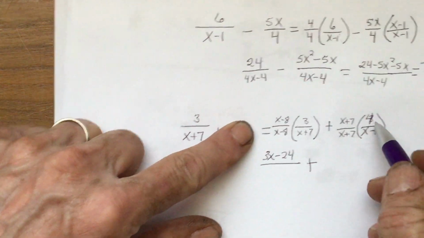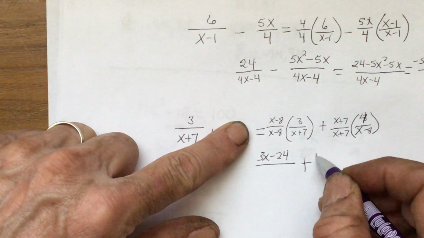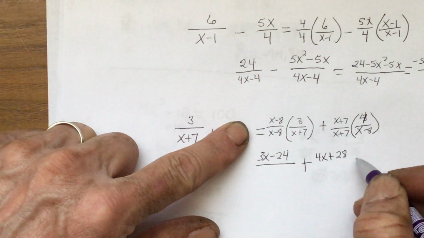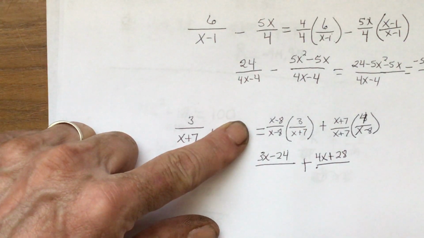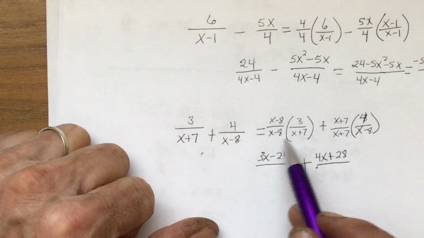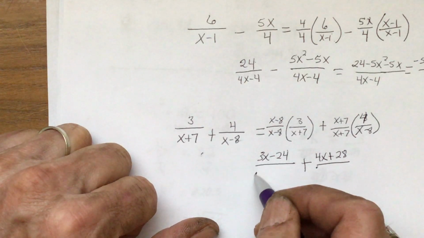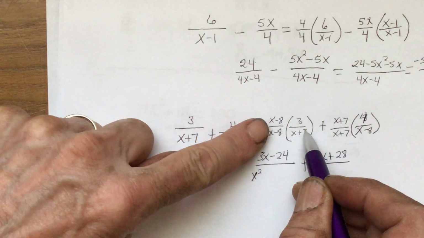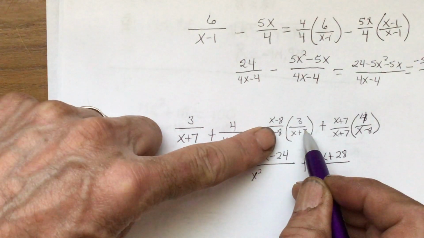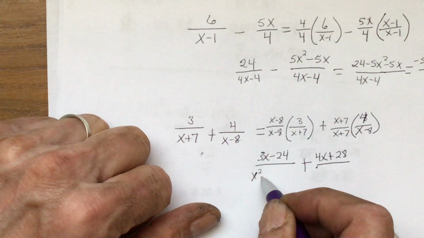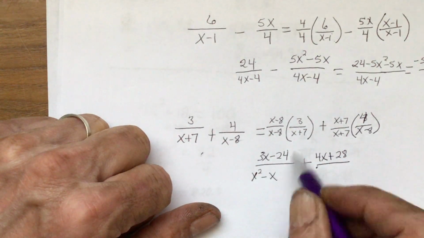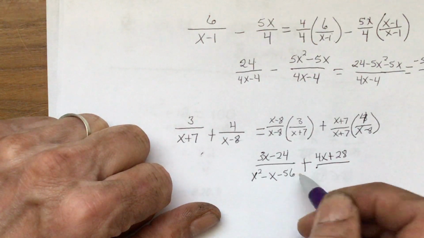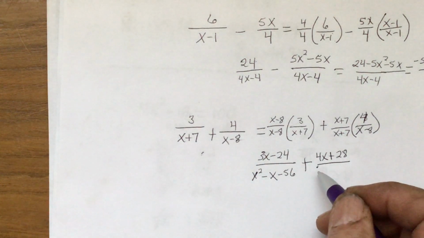Let's go ahead and do this part first. 4 times x is 4x. 4 times 7 is 28, so plus 28. Now we've got our numerators. For the denominators, it's just FOIL. It's x squared, so x times x. Now x times 7 together with negative 8 times x, that's going to be minus x, and then negative 8 times positive 7, negative 56. And we'll have that on both of them.